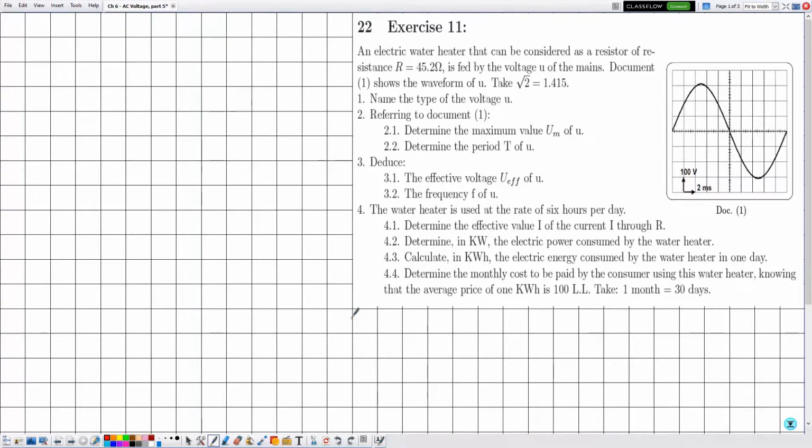Okay, hello everyone. In a new video, we have reached part 5 of chapter 6, which is the chapter of AC voltage and the second unit of electricity. In this one we are going to complete solving exercises. Then we have reached exercise 11.